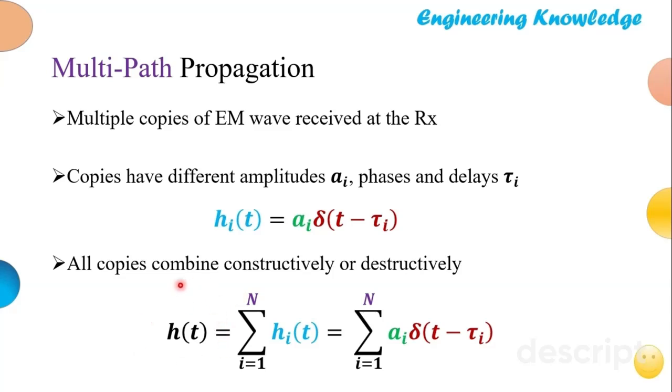And basically a narrow band approximation of the channel is given, that we write as a summation of N multipath components. Basically this is multipath propagation. a_i is the amplitude of each component and tau_i is the delay with which each component reaches the receiver.